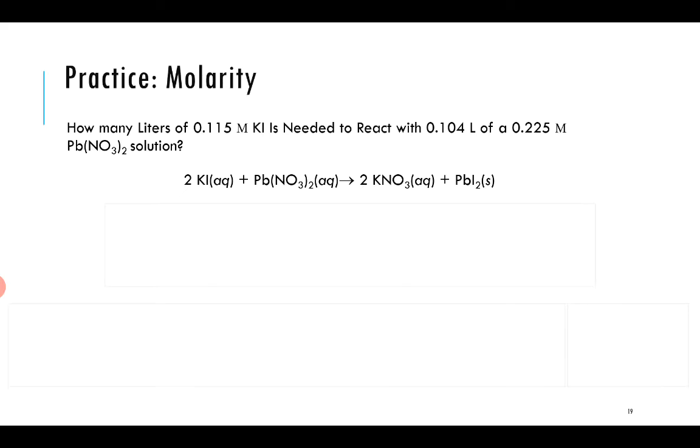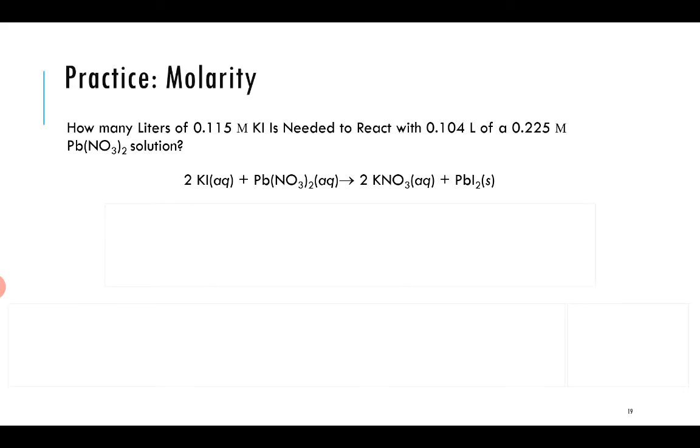Here's another practice problem. It reads, how many liters of a 0.115 molar potassium iodide solution is needed to react with 0.104 liters of a 0.225 molar lead nitrate solution? And then the balanced chemical equation is given below. Pause the video to try to work that out.